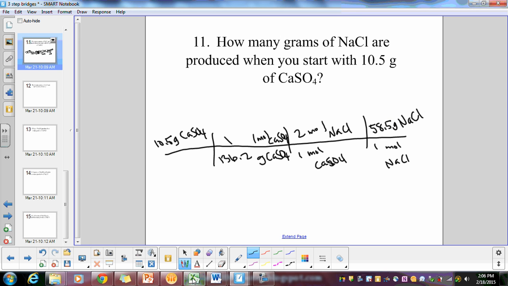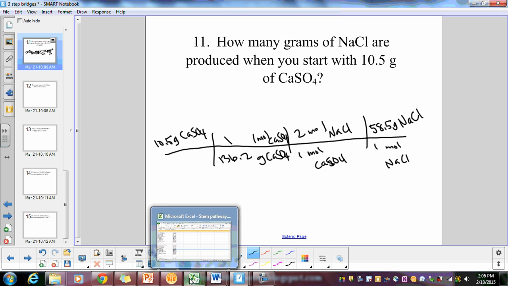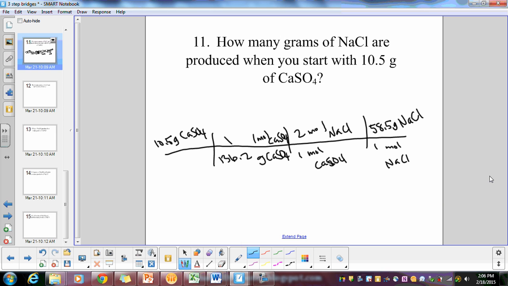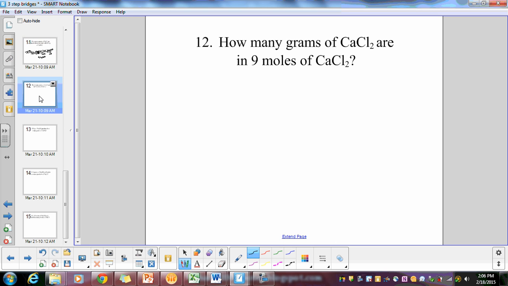So again, I'm going to multiply across the top, multiply across the bottom, and then divide all of it. And 10.5 times 2 times 58.5 gives me 1228.5. I'm going to divide that by what I have on the bottom there. And that gives me 9.0 grams of NaCl.